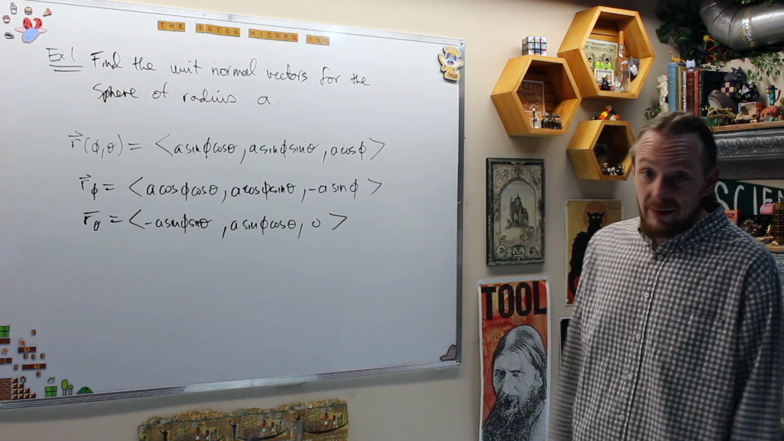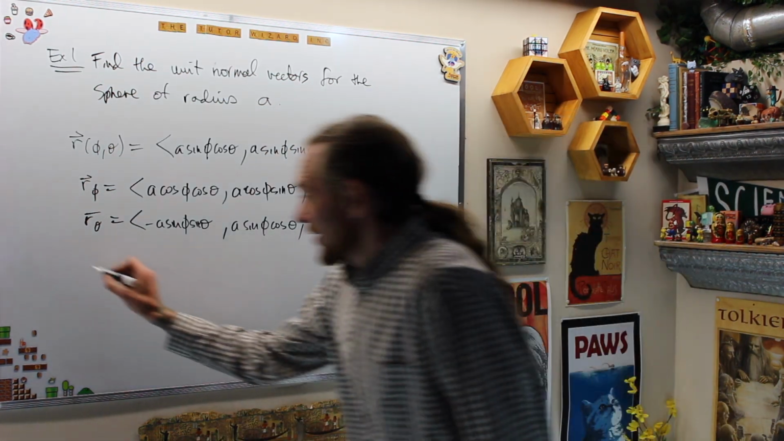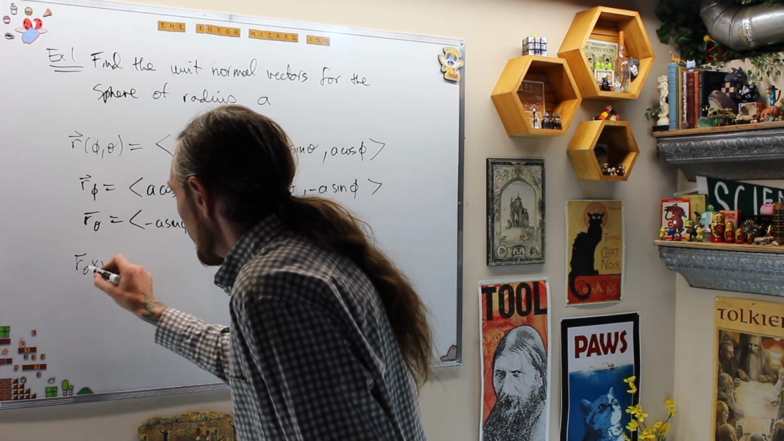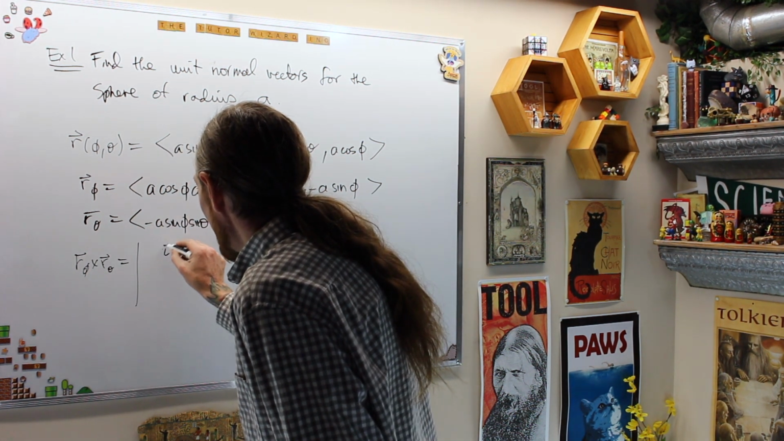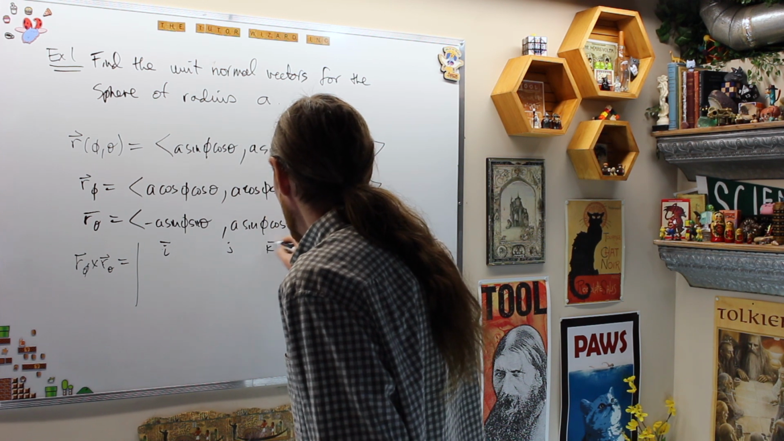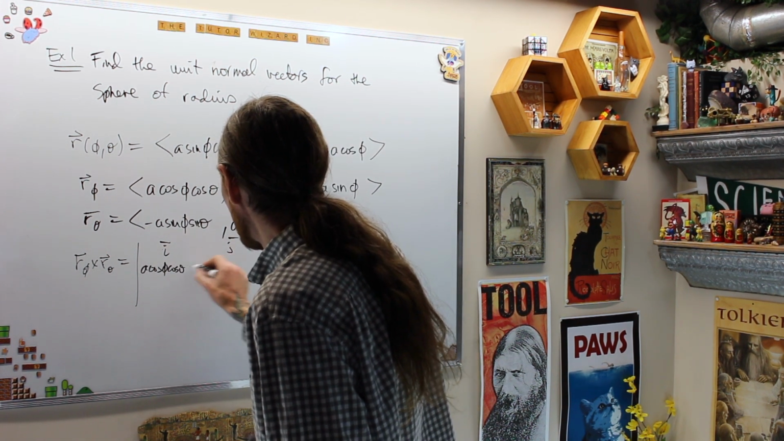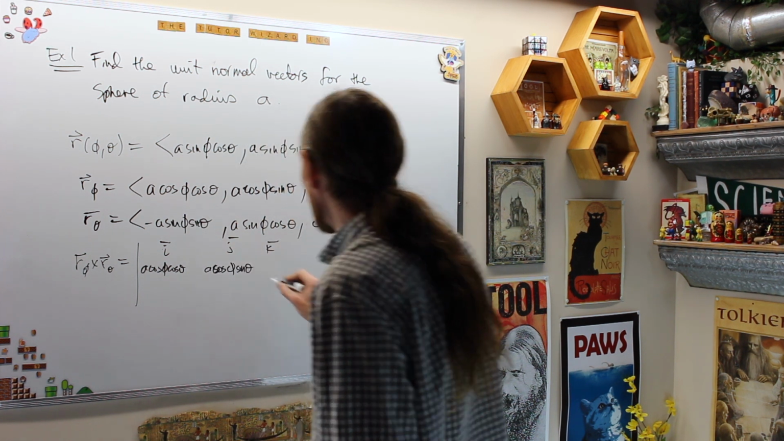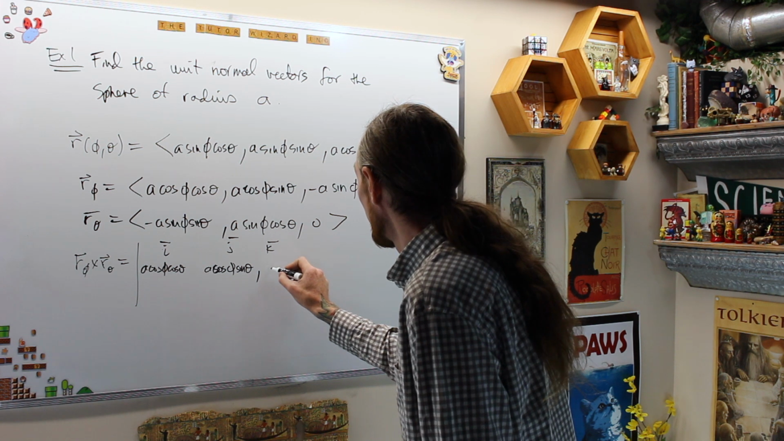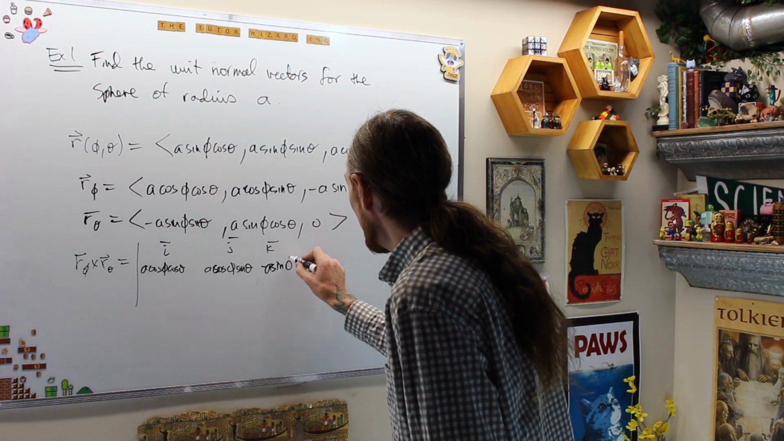Then we need r phi cross r theta, which is our parameterization. So their cross product, r phi cross r theta, is equal to the determinant of i, j, k. What do I have? I have a cos phi cos theta, a cos phi sine theta. Then I have negative a sine phi.